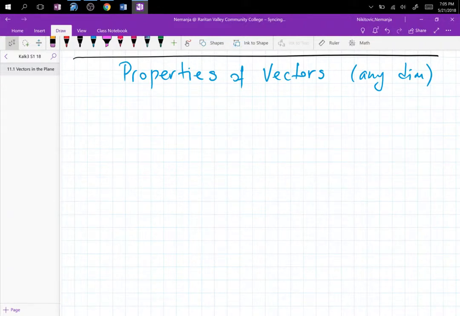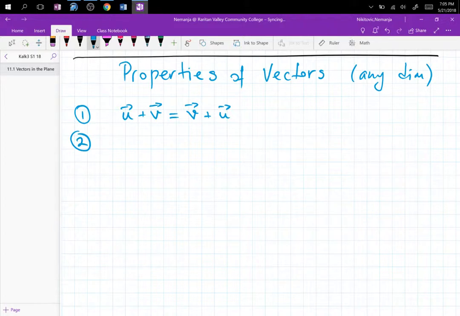There are 10 of these properties. Number one is that vector addition is commutative. So u plus v is the same as v plus u. Right, so commutative rule. Then we have associative rule, where you are adding 3 vectors. So it doesn't matter which order you add these.